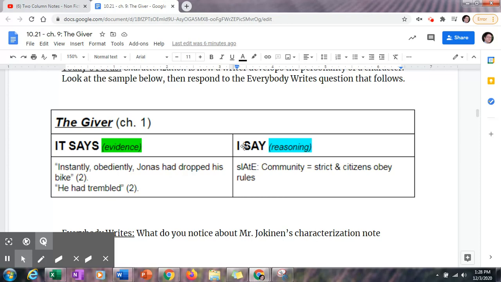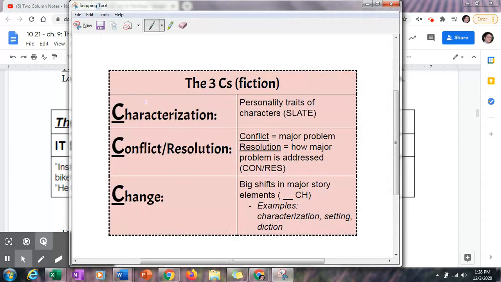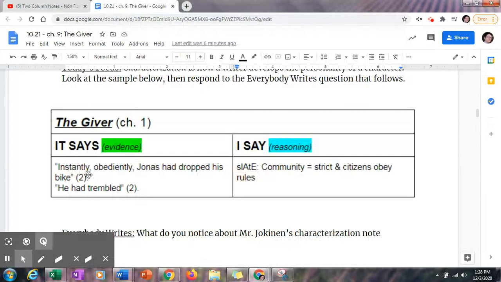So 2-column notes, pretty similar, fiction to nonfiction, but in fiction, you want to pay attention to the 3 C's, characterization, conflict and resolution, and change. Evidence on the left, it says, your own words, your ideas on the right, I say.